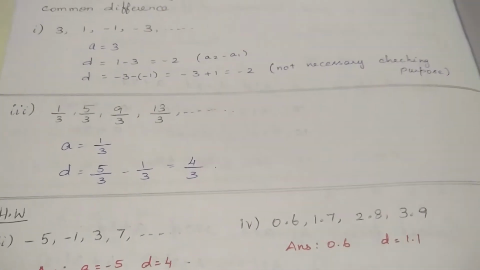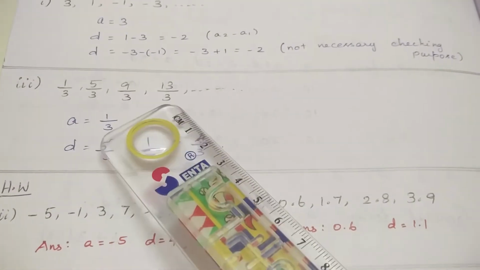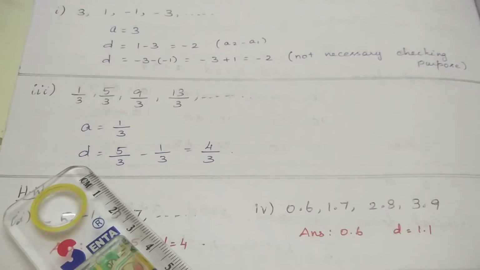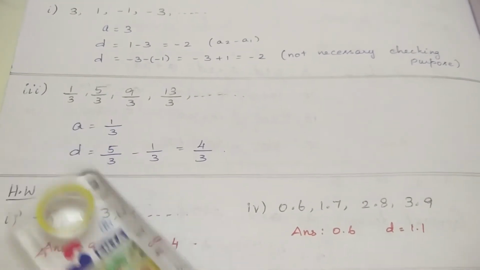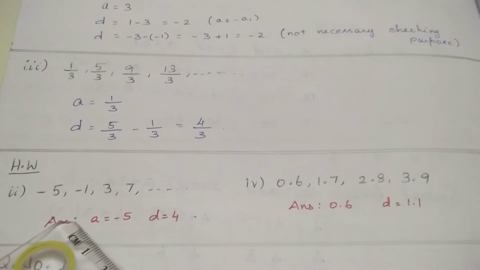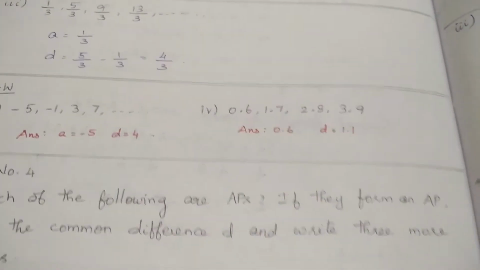And the second one is homework. The third one: 1 by 3, 5 by 3, 9 by 3, 13 by 3. First term equal to 1 by 3 and common difference A2 minus A1, so 5 by 3 minus 1 by 3 equal to 4 by 3. And then homework sums: the second one and the fourth one. I gave the answer also. You have to check it after completing the sums.